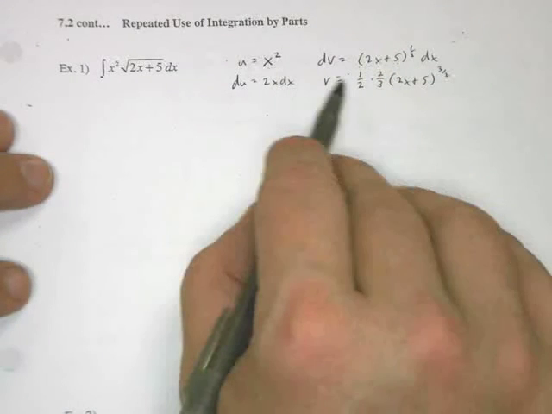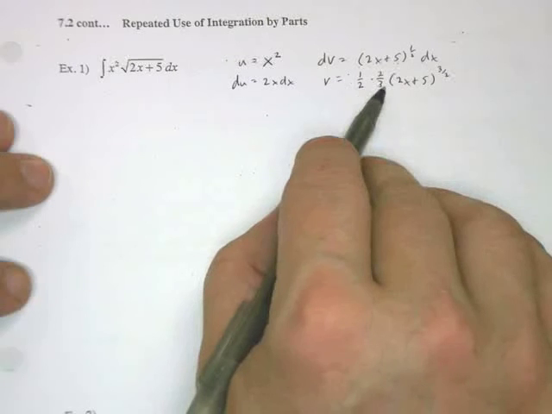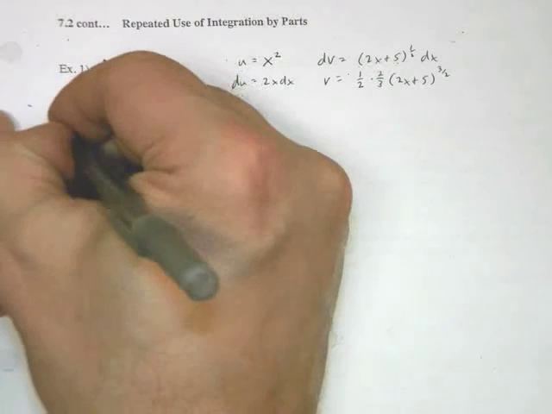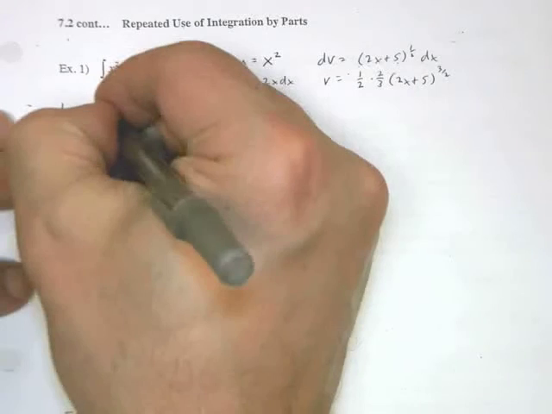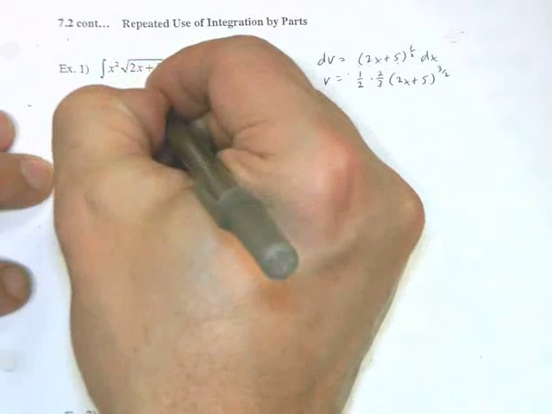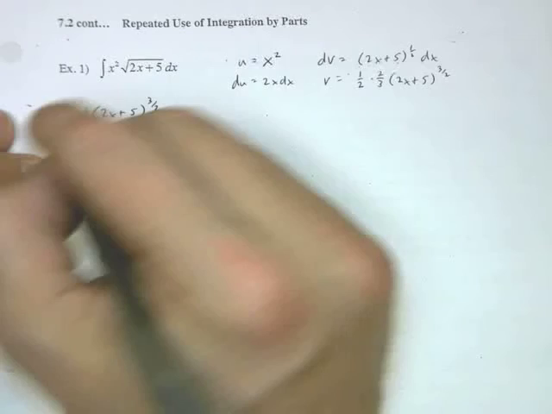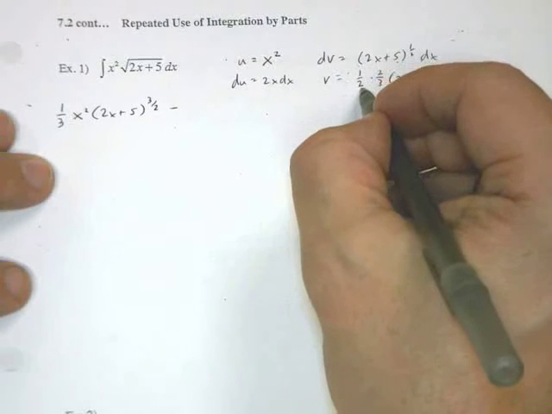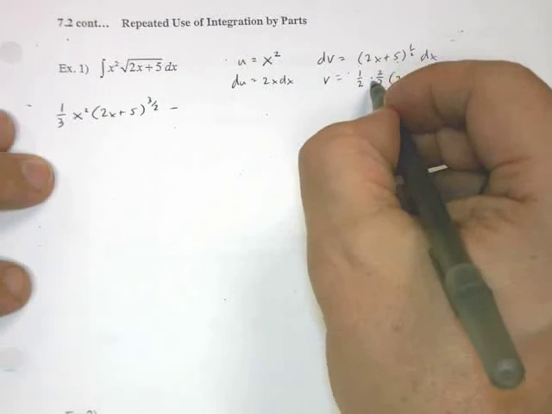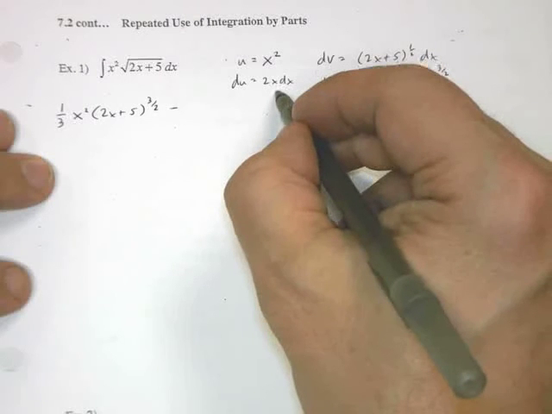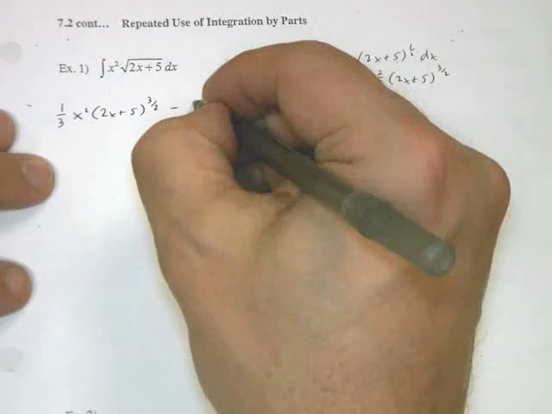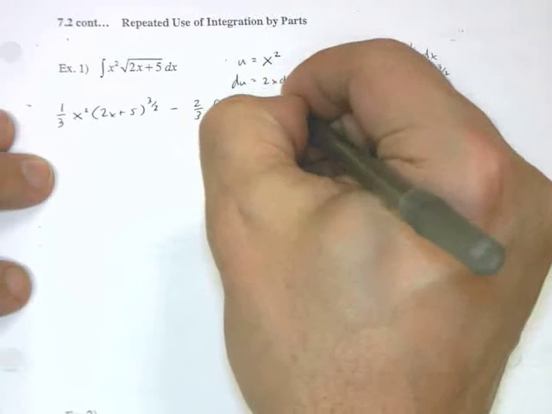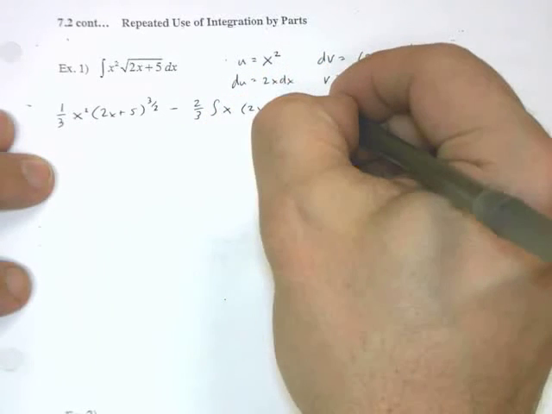Okay, so let's see where that gets us. So we have u times v. So we're going to have 1/3 here, and then times this x squared, and this (2x plus 5) to the 3/2. So I'm going to write that down. So I have 1/3 x squared (2x plus 5) to the 3/2, minus. Now I have to do the integral of v du. So the integral of v du is going to be this one times this one. So it's going to be 2/3. And then we're going to have the integral of x, and then we have (2x plus 5) to the 3/2 dx.